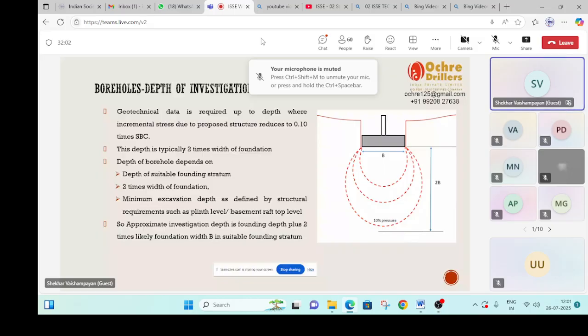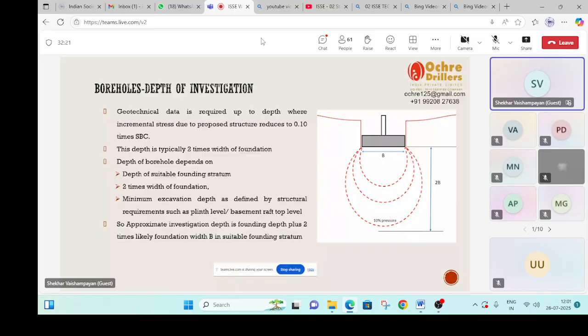So how deep should I go? What is the correct depth of investigation? Now you know very well that geotechnical data is required up to the depth where the stress on the footing drops down to 10%.